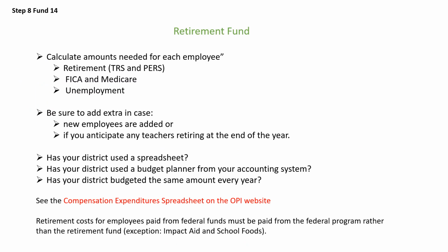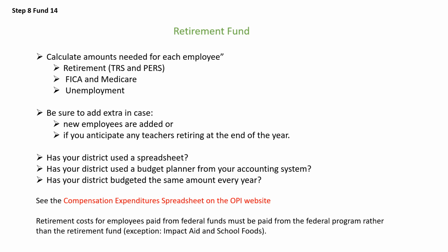We're still here at step 8, now moving on to the retirement fund. Most often, a school will design their own retirement spreadsheet and update it each year to set their retirement budget amount. So within the retirement fund, you need to calculate amounts needed for each employee. You have your retirement, which is your TRS and PERS, FICA and Medicare, and unemployment. Be sure to add extra in case of new employees, or if you anticipate any teachers retiring at the end of the year.